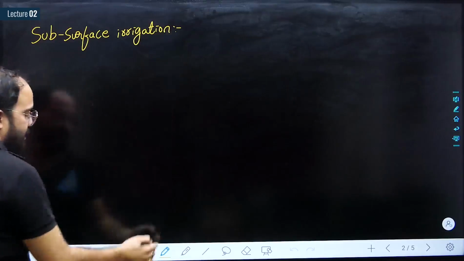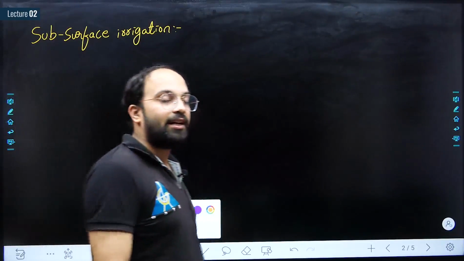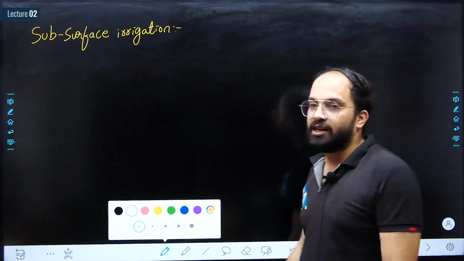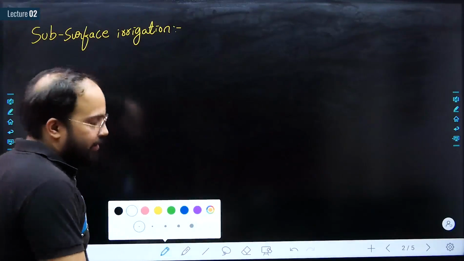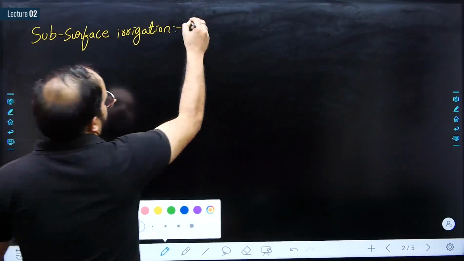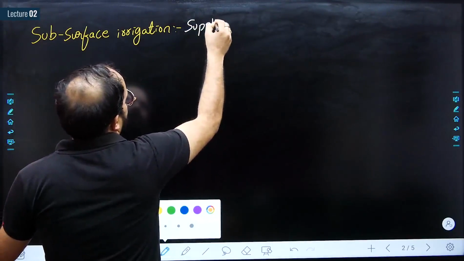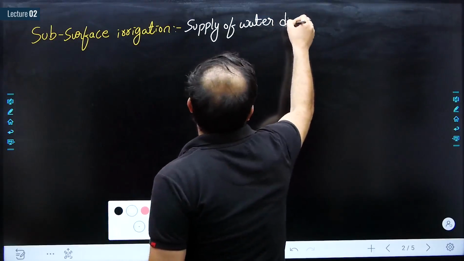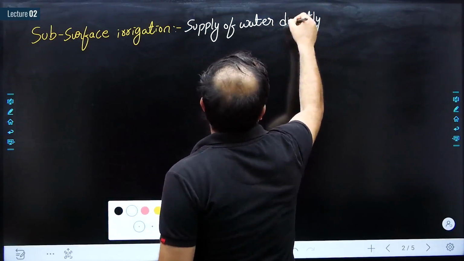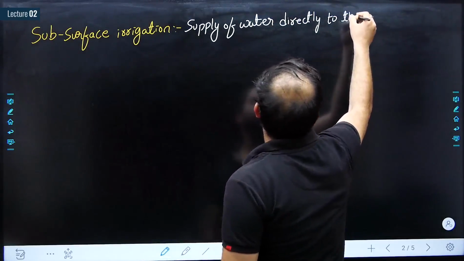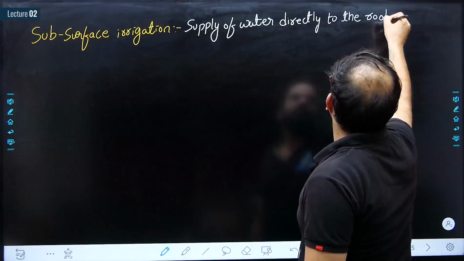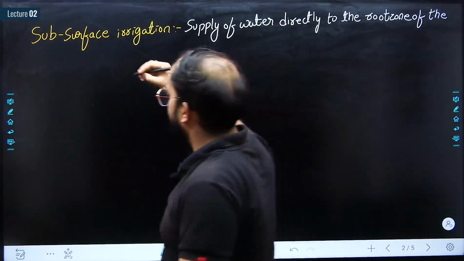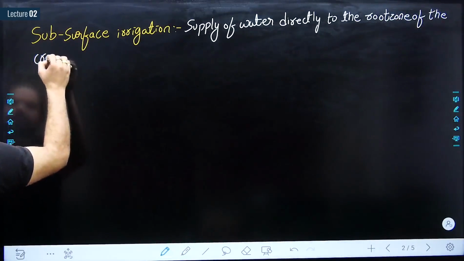What is subsurface irrigation? When we supply the water directly to the root of the crop. Please write: supplying water directly to the root zone of the crop. So that we call subsurface irrigation.